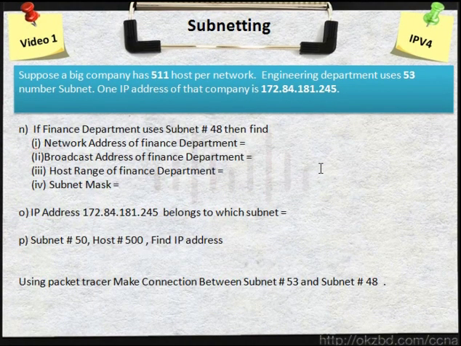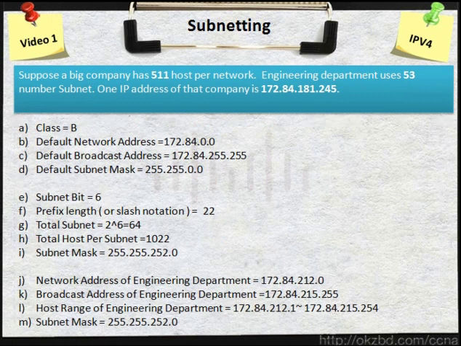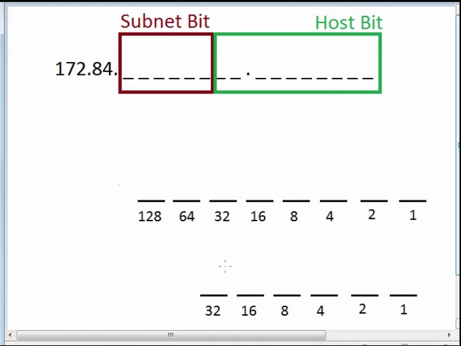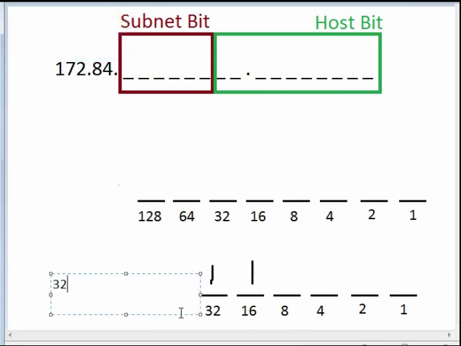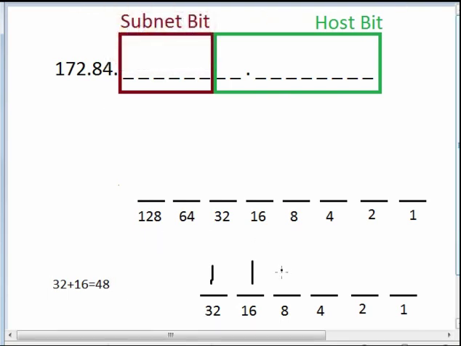Next question: if the finance department uses subnet number 48, then we have to find the network address, broadcast address, host range, and subnet mask. Here, the subnet number is 48. So again, we have to implement 48 in the 6 subnet bits. For making 48, we need 32 and 16. 32 plus 16 is equal to 48, and the rest of the bits are 0000. So we take this and replace it here: 110000.